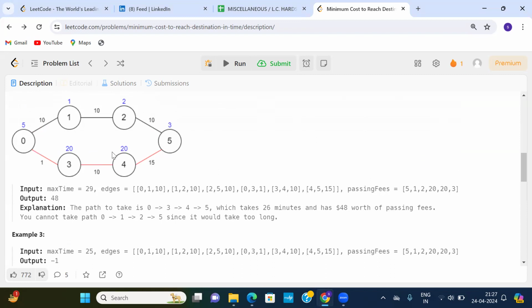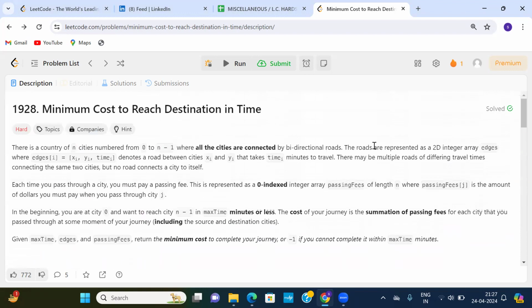There is only one path which is requiring 26 minutes. So we'll calculate its cost, which comes out to be 5 plus 20, 25. 25 plus 20, 45. 45 plus 3, 48. And we are going to return this particular cost. So I hope the question is now very much clear to all of you who are watching this video.